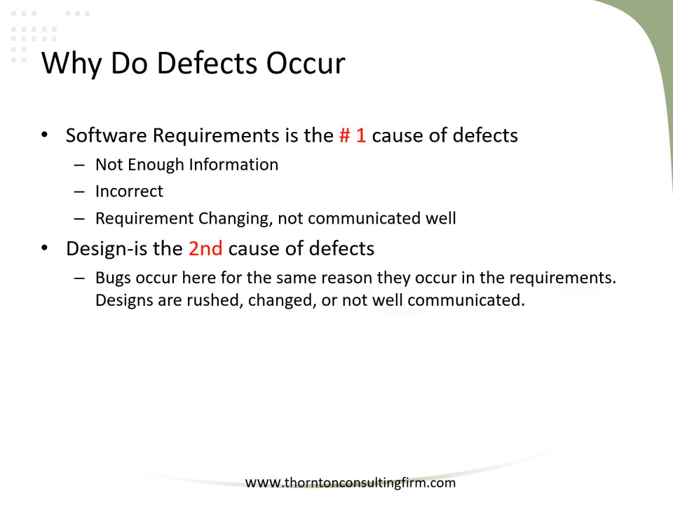So why do defects occur? Well, they occur for a number of reasons. But the number one reason as to why defects occur is because of software requirements. Usually there's not enough information. Oftentimes they are incorrect and they change often. The second reason why defects occur within an application is because of designs. Bugs occur here for the same reasons they occur in requirements. The designs are rushed, they change often, and they're not well communicated.